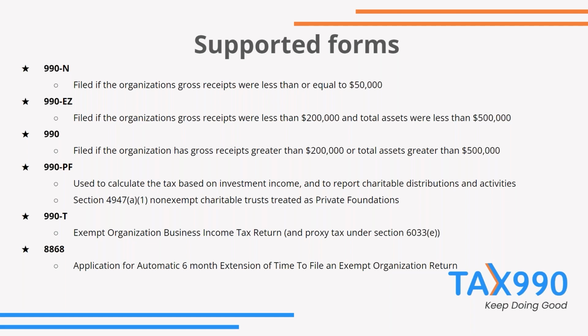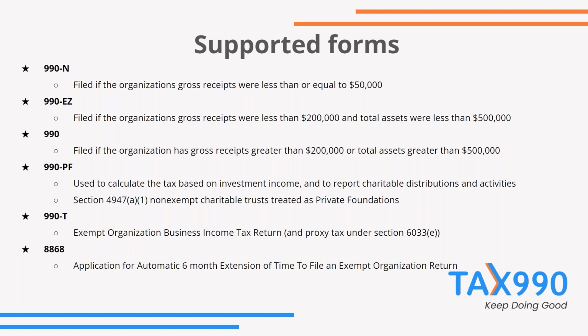So in November, you would have to proceed with filing the 990 series return. You could not file another extension form. The reason it's important to note that Tax990 offers all of these forms is, as mentioned, an organization can change forms based on the financial status.